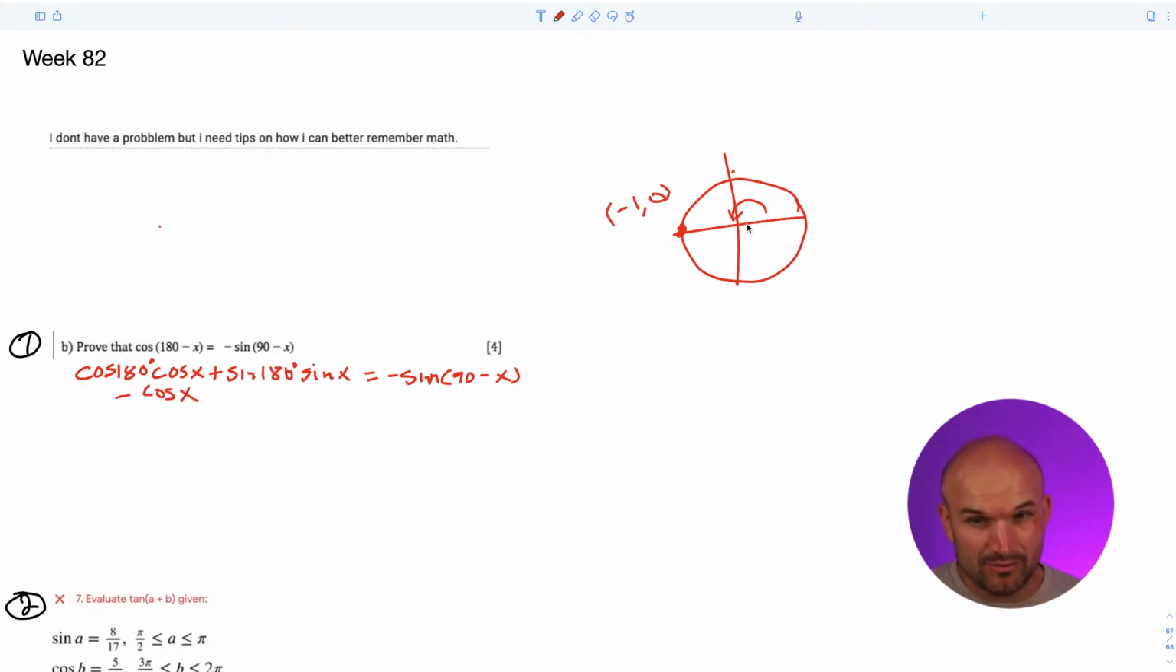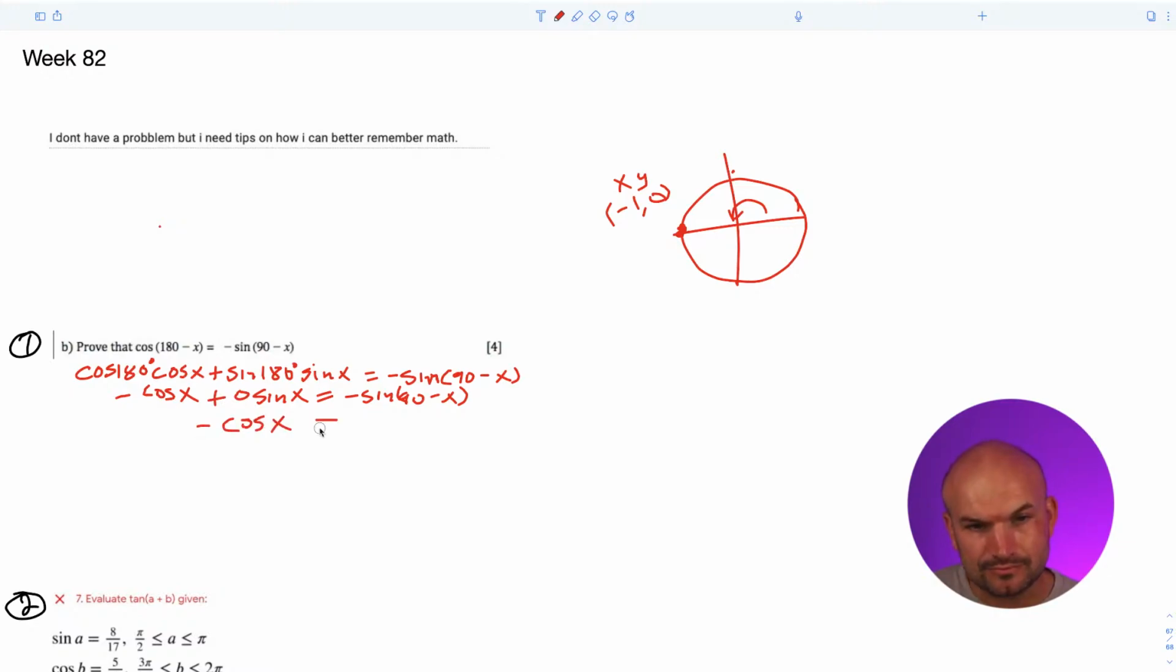And then sine of 180, well, the sine is the y-coordinate, right? That's the x-coordinate, that's the y-coordinate, so that's going to be 0. So that's plus a 0 times the sine of x. And that's a negative sine of 90 minus x. Now, you could say this is using the cofunction identity, which would work as well. And therefore, that's going to be a negative cosine of x.